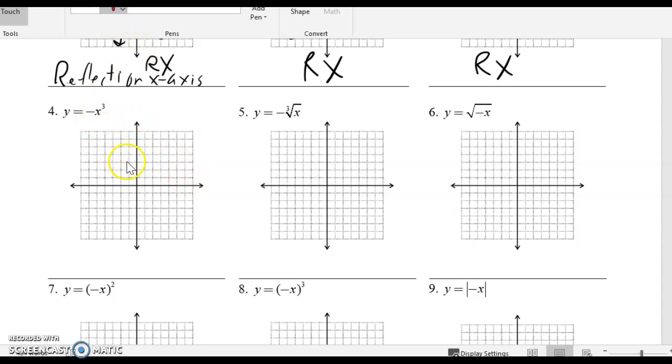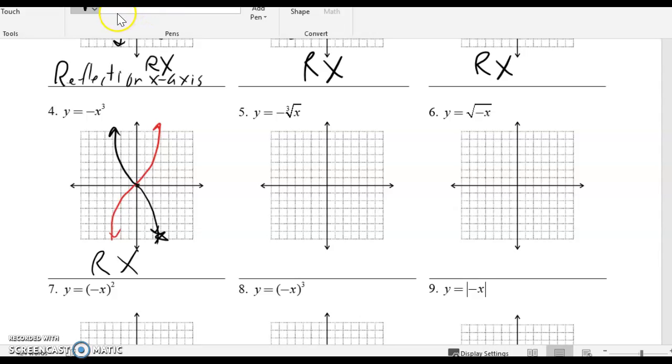So I'm going to draw the parent graph this time, just so we can take a look at it. So normally our graph looks like this, roundabout. Where's the negative at? It's on the outside. So this piece gets reflected down, that piece gets reflected down, then this piece gets reflected up. So our black graph is the final answer, and it's a reflection over the x-axis.